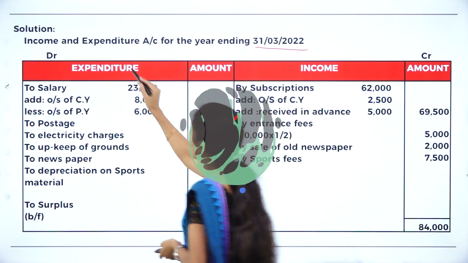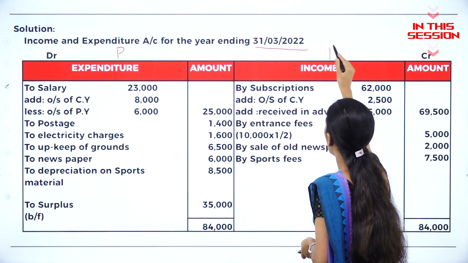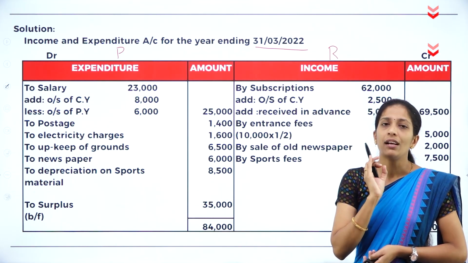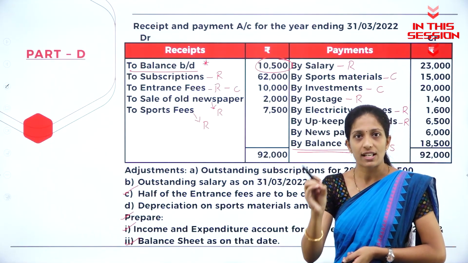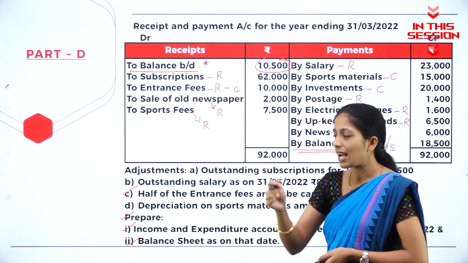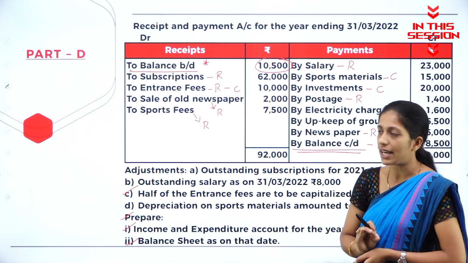All the payments should come under the expenditure side, and all the receipts of the receipt and payment account should come under the income side, but only revenue items. Whenever you see each and every item in your receipt and payment account, immediately you have to see your opening balance sheet as well as adjustments, anything related to that particular item.